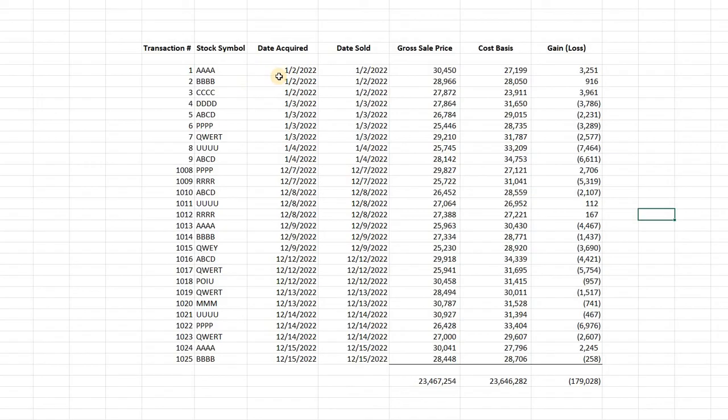So what were you trading, the date you acquired the stock, the date you sold it. Notice that these are all the same days, right? So he's moving in and out of these sales, within minutes or maybe an hour or two throughout the day, not holding anything overnight. And so we have a column for gross sale price, cost basis, and then the gain or loss on the disposition.